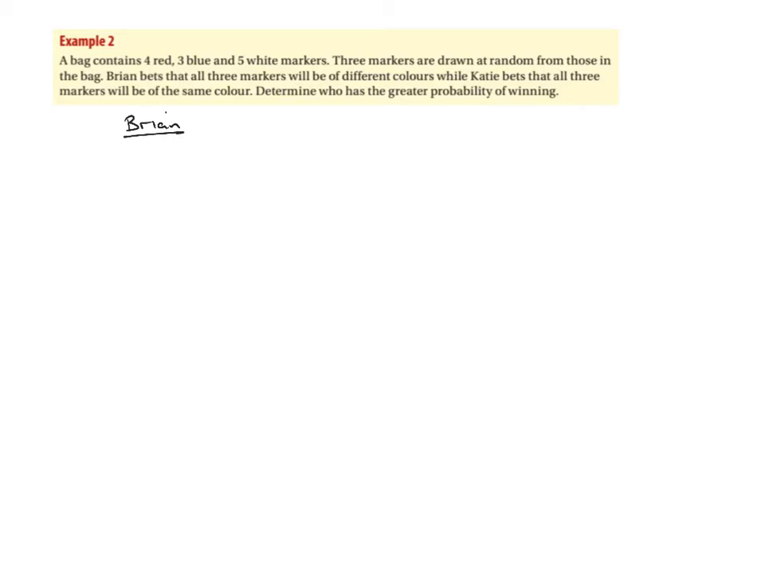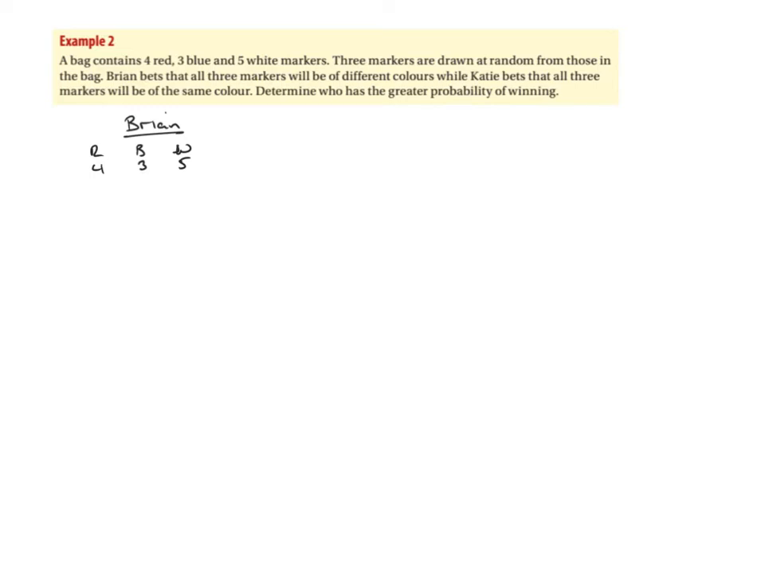So you can see here, I'm just going to write so that we know we've got red, we have 4, we have blue, we have 3, and 5 for white. So just so I know what's going on there. So it says 3 markers are drawn at random from those in the bag. So Brian bets that all 3 markers will be of different colours. Okay, so the first thing we need to do is find out the total number of ways that we can choose the 3 discs.